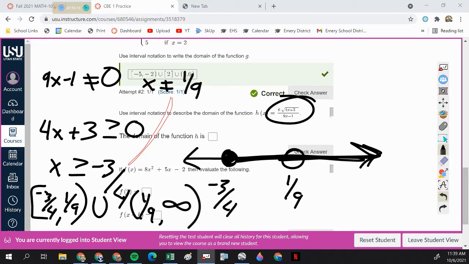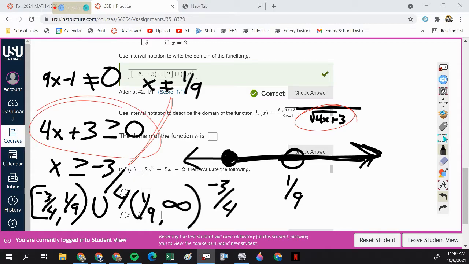What if it was the other way around? What if we had the square root of 4x plus 3 in the denominator? How does that change things? It can no longer equal 0. So if you have a square root in the denominator, you do need to do this to guarantee that it's not negative, but this goes away because if you equal 0, then the square root of 0 is 0. So you just throw out the equal to. Okay.